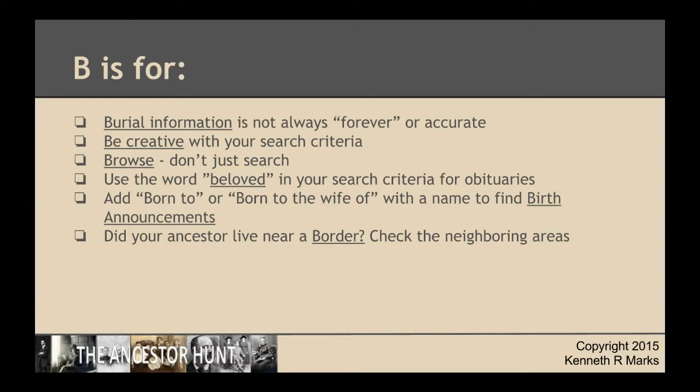For birth announcements, same concept. Add born to or born to the wife of with a name, and that will lead you to birth announcements. So if you're looking for a birth announcement, add those particular words to the search criteria. Did your ancestor live near a border? Check the neighboring areas. I have a lot of relatives that lived in Iowa, very near the Nebraska border. So rather than just searching in Iowa, in this particular case, I searched in the Omaha, Nebraska newspapers. So incorporate those into your search criteria.